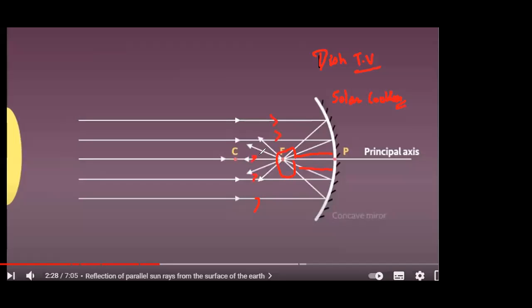Now, if all the sunlight is converging on this point, what do you think would be the strength? What would be the intensity of light? Will it be more or less? More? Yes or no? Anyone have any doubt?